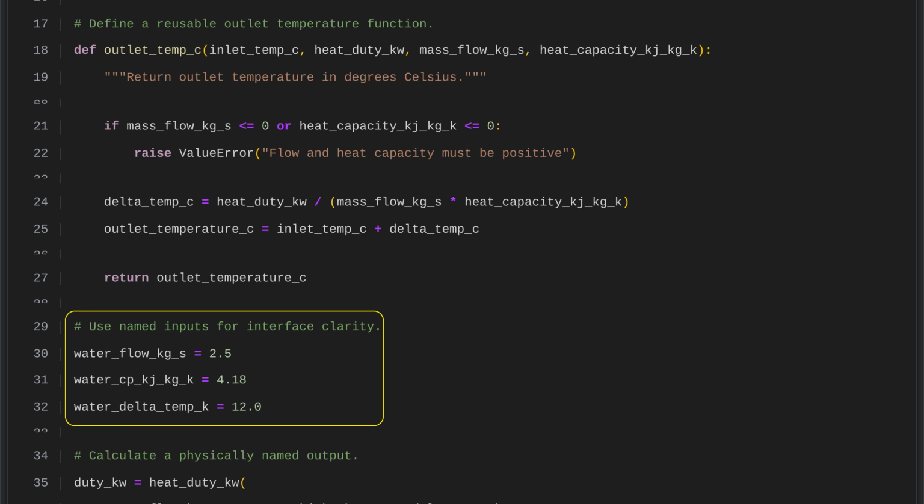The calculation begins by setting three clear inputs for the water: a mass flow rate of 2.5 kilograms per second, a specific heat capacity of 4.18 kilojoules per kilogram per Kelvin, and a temperature increase of 12 Kelvin. These values describe how much water flows, how much energy it takes to heat it, and how much its temperature rises. Naming these inputs clearly helps keep later heat calculations accurate and easy to follow.